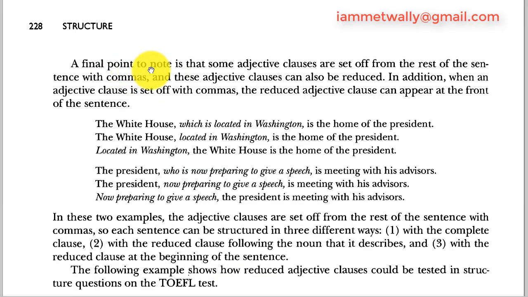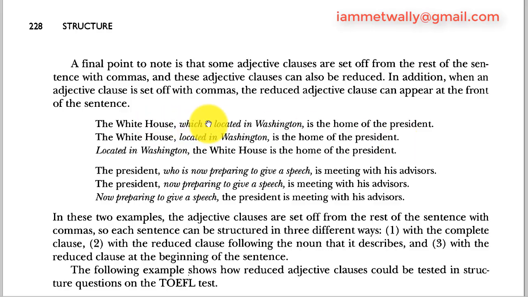A final point to note is that some adjective clauses are set off from the rest of the sentence with commas, and these adjective clauses can also be reduced. In addition, when an adjective clause is set off with commas, the reduced adjective clause can appear at the front of the sentence. For example, the White House, which is located in Washington, is the home of the president. So here, which is located in Washington, this adjective clause defines which White House I'm talking about, and it's set off with commas. So it can be like this: the White House located in Washington is the home of the president. This is the first level of making it reduced.